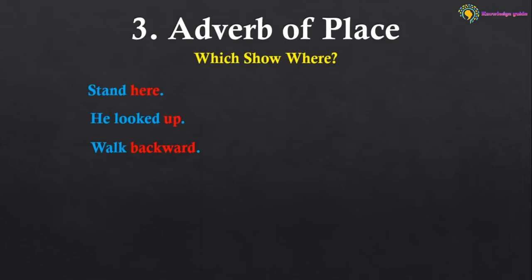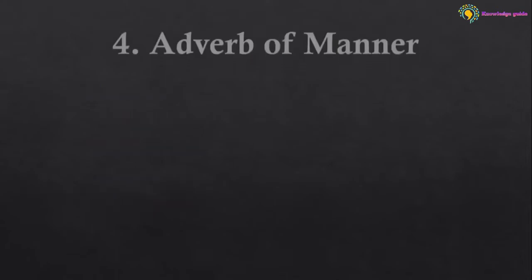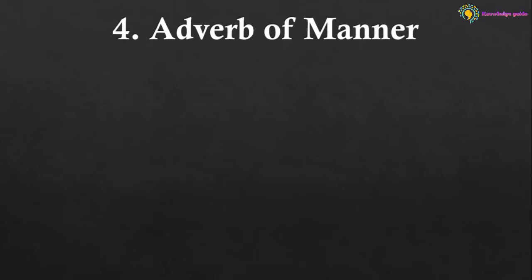Next we have: go there. There also shows a specific place. He went away. The word away is an adverb of place in the sentence. So friends, in all these sentences, here, up, backwards, there, away all show a place, and thus they are all adverbs of place. Fourthly, we have adverbs of manner.